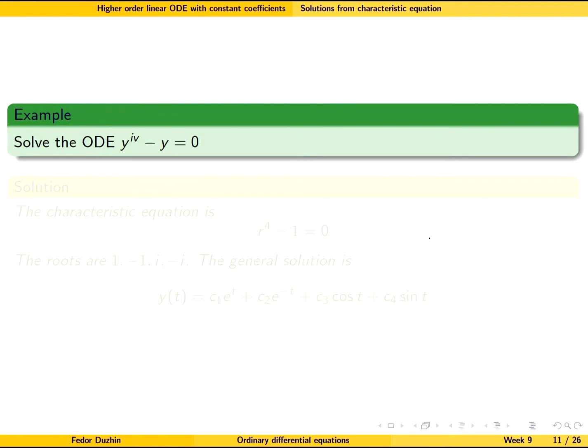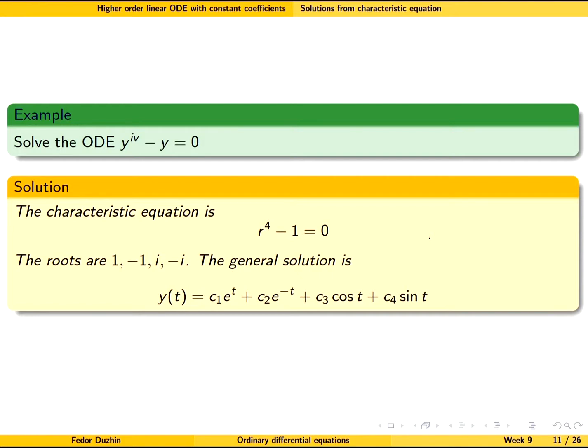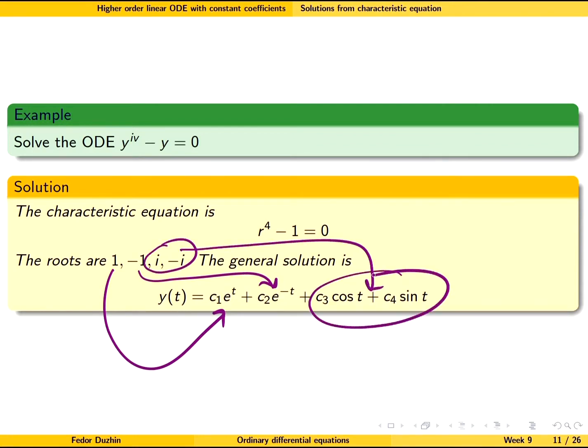Let me give you a simple example first. The fourth derivative of the unknown function minus the first derivative of the unknown function is 0. Then the characteristic equation is r to the 4 minus 1, and then there are 4 complex roots, and the general solution is going to be a combination. Now 1 here gives us e to the t, minus 1 gives us e to the minus t, and the pair i and minus i gives us sine and cosine t. And so this is exactly similar to a second order differential equation.